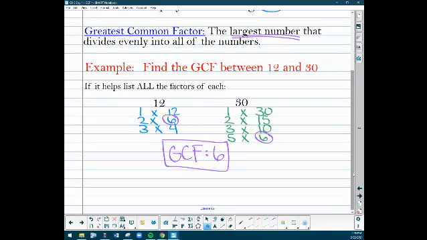So that's one way to do it. You can list out all of those factors, but if you are really quick at your times tables, then you can find it faster. But make sure it's the greatest, because you see that they both share 2 and they both share 3, but those are not the greatest factors that go in. So again, make sure it's the greatest of all of those.